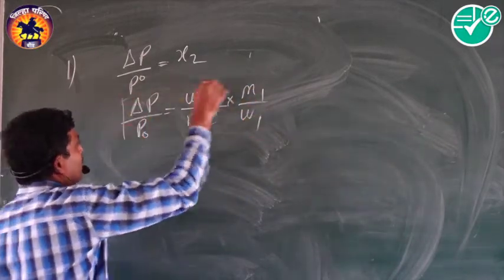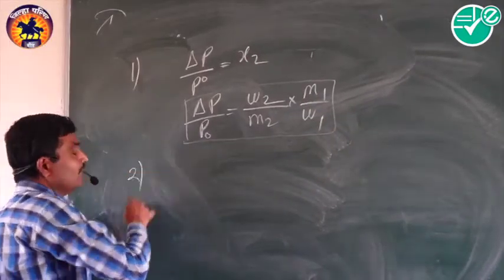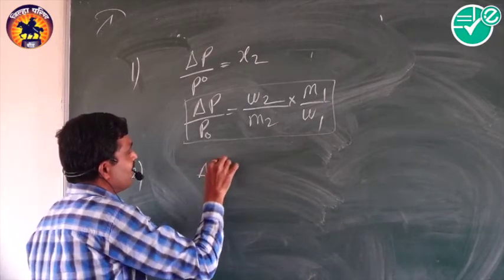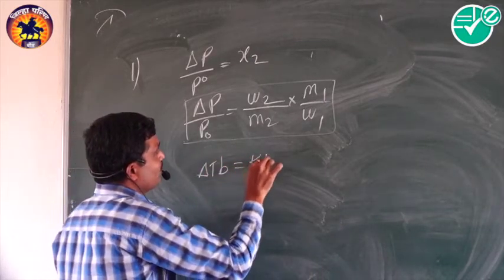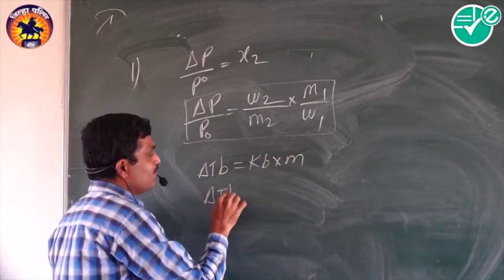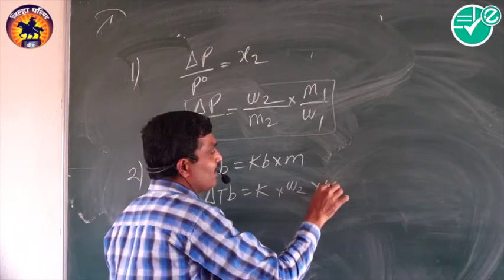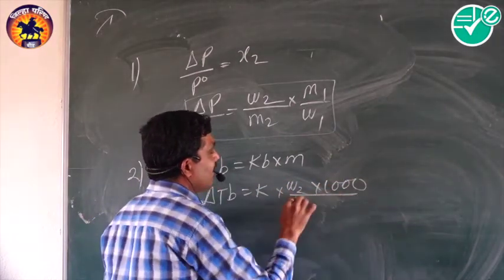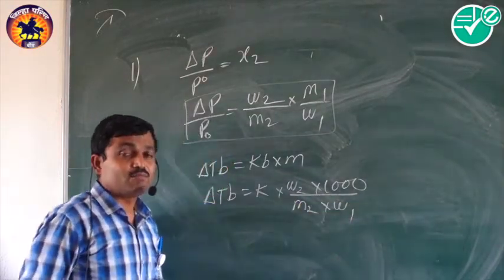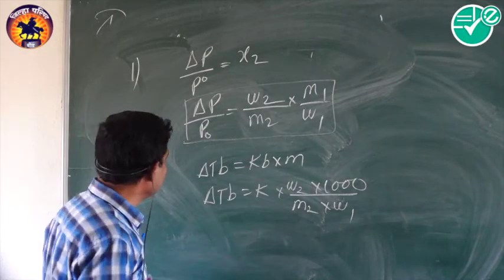This is the equation we can use for the lowering of vapor pressure, and another for elevation in boiling point. We know that delta TB is equal to KB into molality. So here delta TB is equal to KB into W2 into 1000 divided by M2 into W1. So this is another equation from which we can solve the numerical problems.